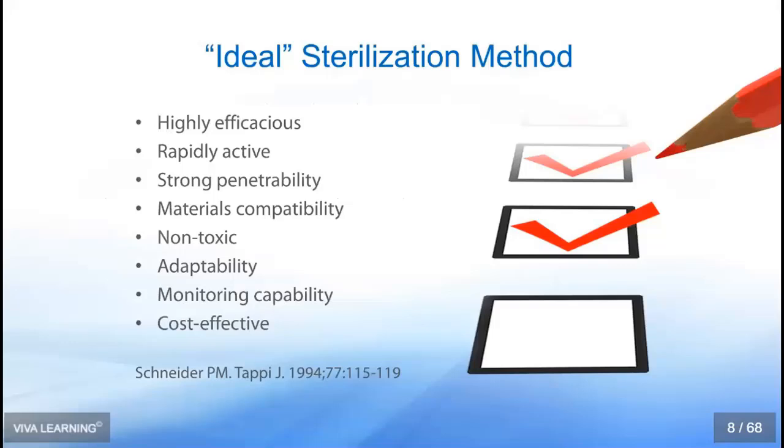Ideal sterilization method. This isn't any new information. We said steam sterilization is the most efficient method that we have, and it hits each one of these criteria. It is highly efficacious against all types of organisms. Obviously, it's very rapidly active because with the right time, temperature, and pressure, you can achieve sterilization within a very short period of time. It's able to penetrate into openings or lumens, nooks and crannies of instruments. And because steam comes from water, as long as you have a heat tolerant instrument, it's going to be compatible, it's non-toxic, obviously it adapts well, and it can be monitored by chemical as well as physical and biological means.